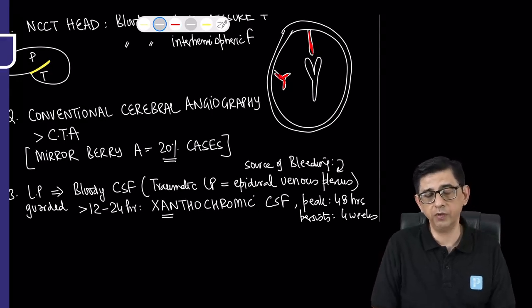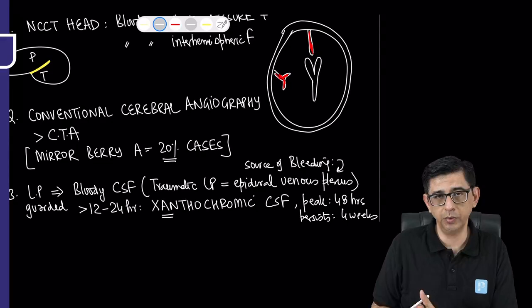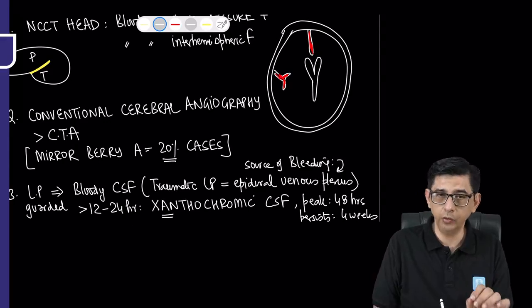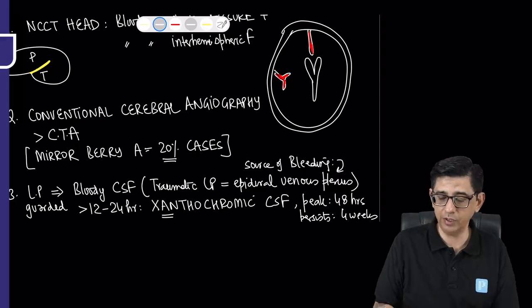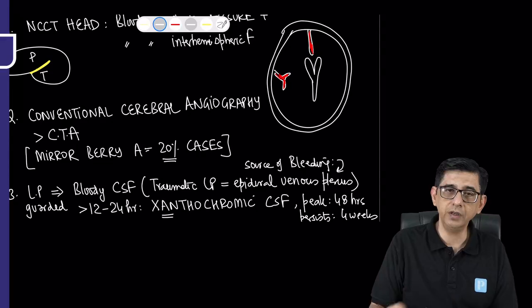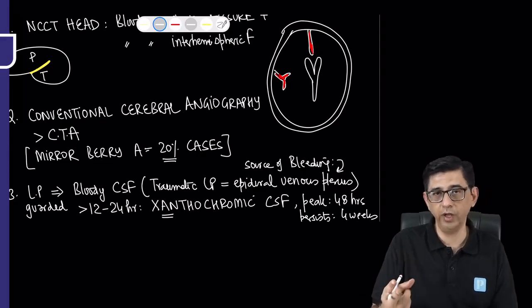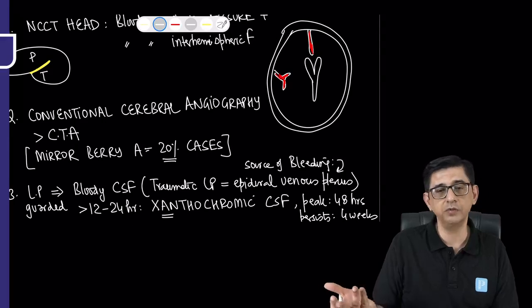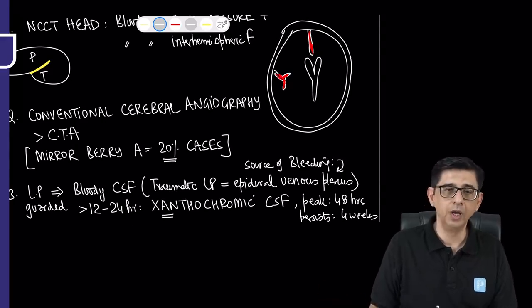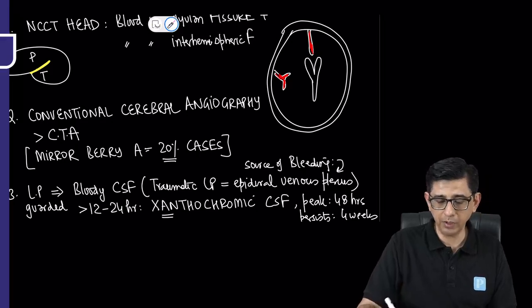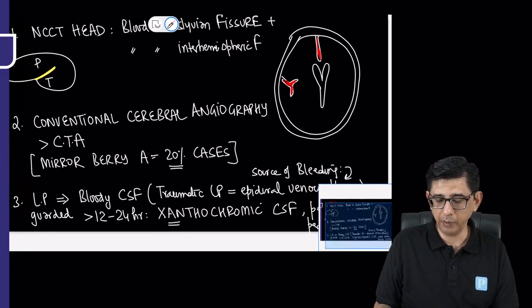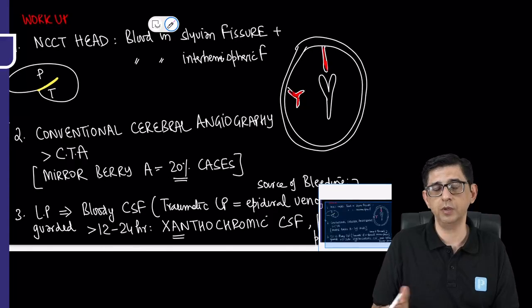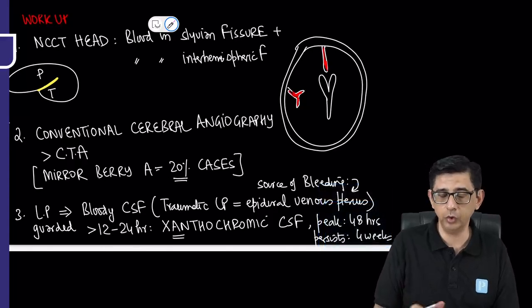I'll repeat the statements once again. It takes some time for the RBCs to break down. The range is 12 to 24 hours to give a substantial amount of bilirubin, so that there's a yellow tinge in the CSF that is called xanthochromic CSF. The peak of the xanthochromia is obtained by 2 days, and the xanthochromia will then persist for approximately 4 weeks or so. But this third point is more for academic reasons, because most of the time, maybe in a peripheral center, doing a lumbar puncture for diagnosis of subarachnoid hemorrhage would be a risky maneuver.